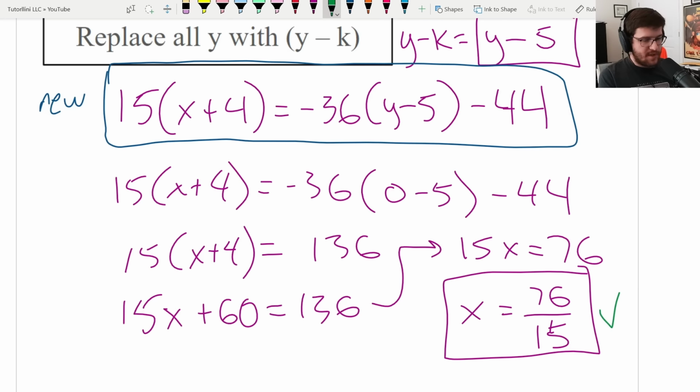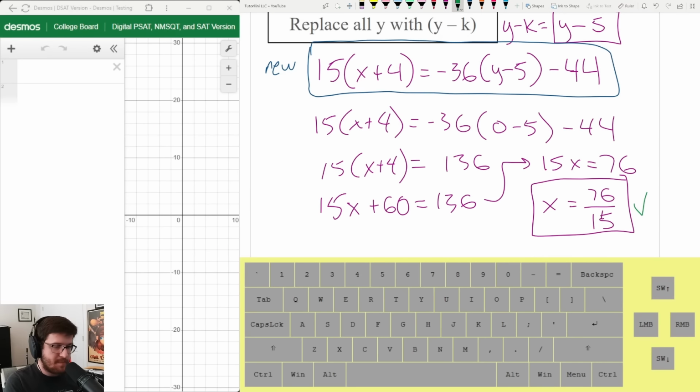You can, of course, put in some decimals, but why would you? 76 over 15 fits nicely into the grid. It's 5 characters, so we're all good. Let's go over how we could maybe do it with Desmos helping us.